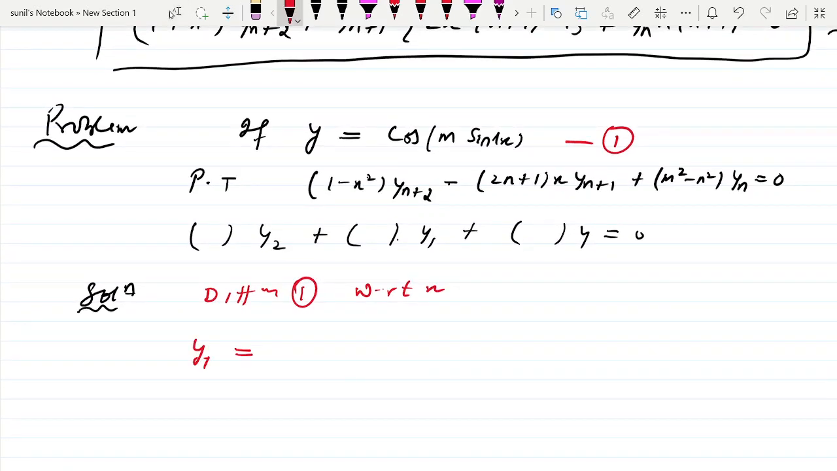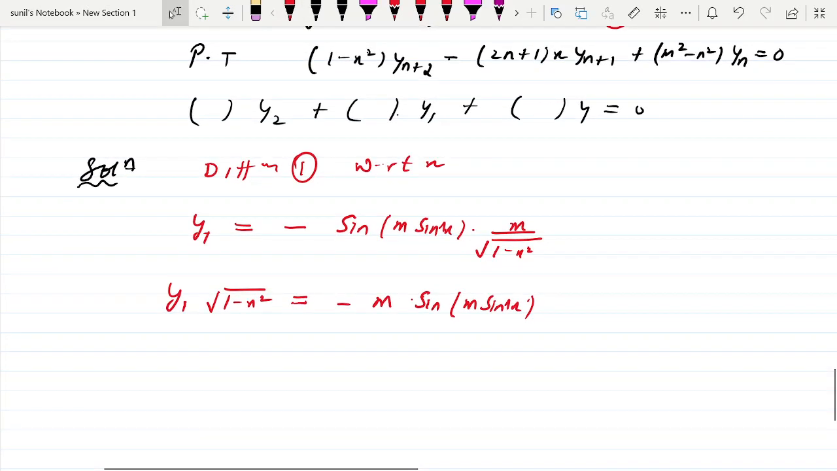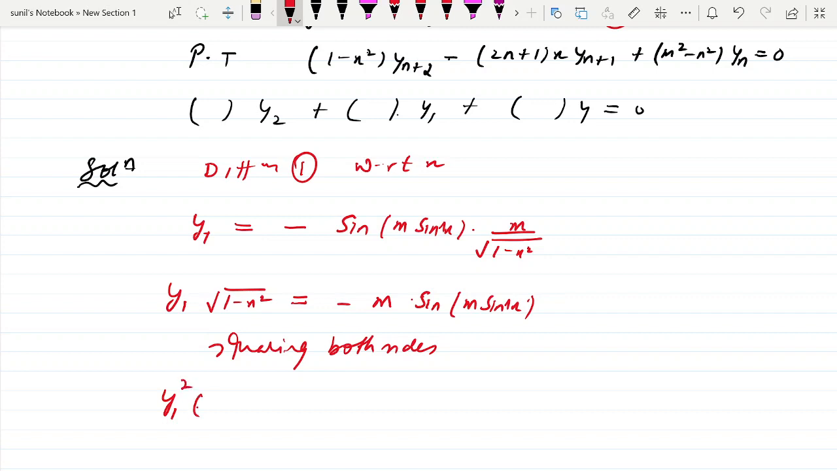Now what are you going to obtain? y1 as minus sine(m sine inverse x). Now apply chain rule, m over root of 1 minus x square. Now switch over the terms. This is minus m times sine(m sine inverse x). Now what I will do is square both sides. Squaring both sides, I will be getting y1 square into (1 minus x square) equals m square sine square(m sine inverse x).